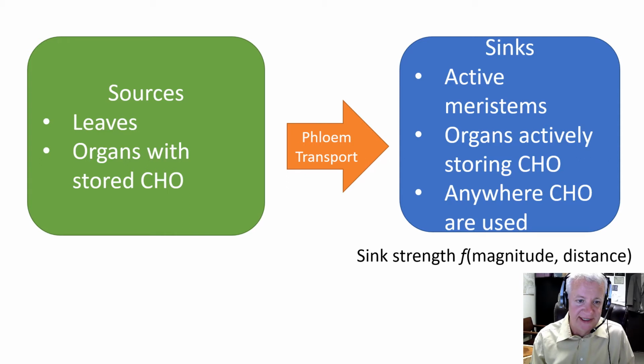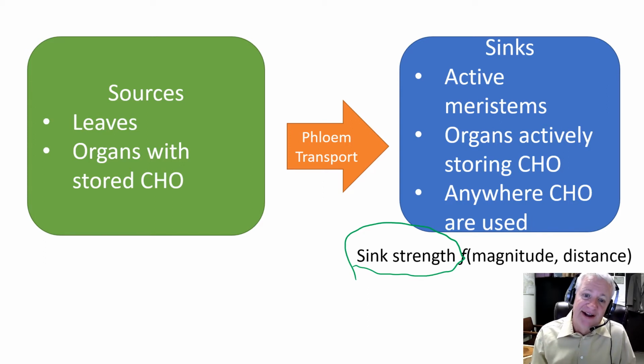So I've mentioned a couple of times the idea of sink strength. Sink strength is just a qualitative attribute that refers to the magnitude of carbohydrates that are being used in a particular location, but also the distance from the particular source. So for instance, we may speak of the apical meristem as being a strong sink for carbohydrates relative to upper leaves, for instance. And that's a function of both the amount of carbohydrates being used, but how far away they are from any particular source as well.